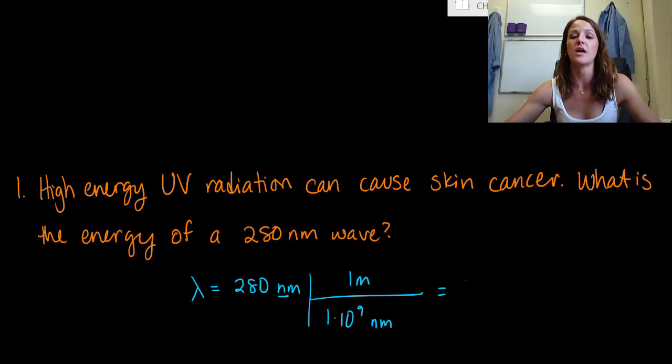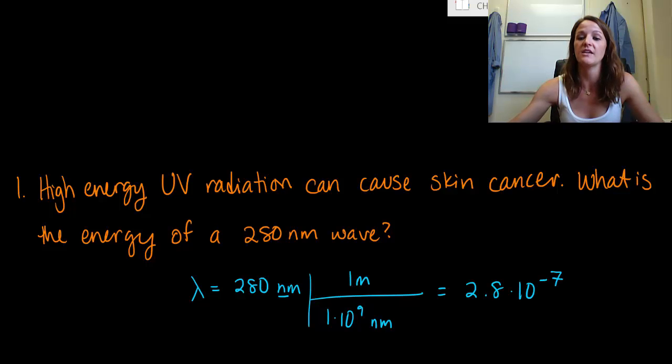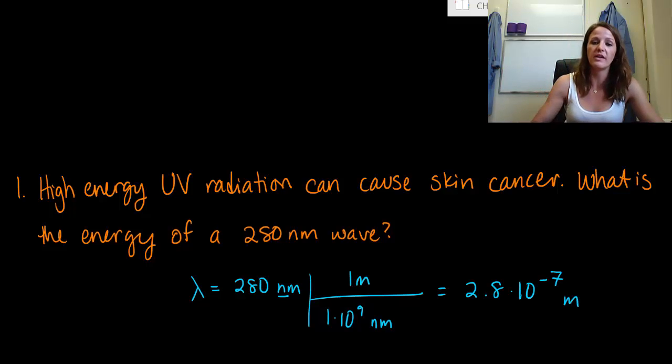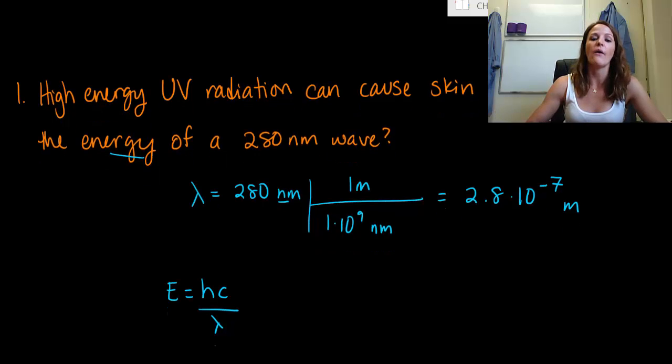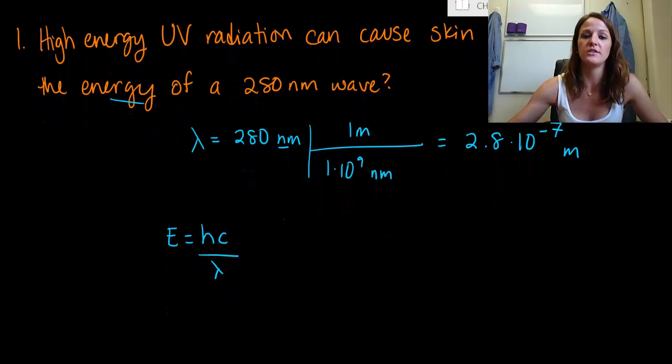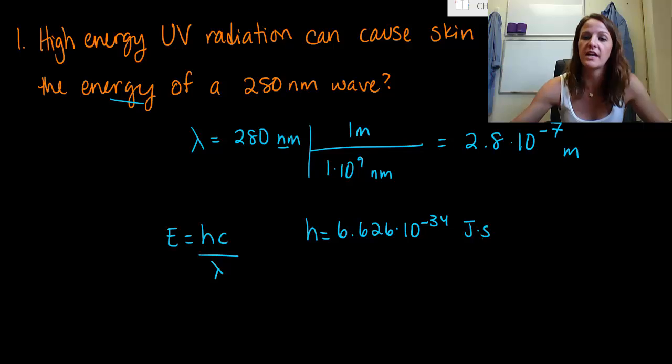So if we were to calculate this out properly, we would say that we have a wavelength of 2.8 times 10 to the negative 7 meters. Okay, so that's our wavelength. We also know that we have a very easy conversion to go between energy and wavelength. We just have to use that simple formula of E is equal to hc all over lambda. Now, h is Planck's constant. That never changes, so let's remind ourselves of that one. That is 6.626 times 10 to the negative 34th, and that's joule seconds. And the speed of light is never going to change, 3 times 10 to the 8th meters per second.